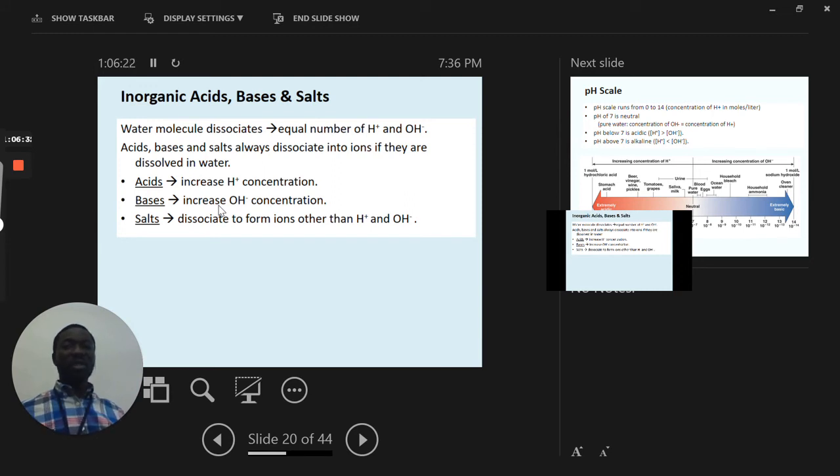Acids increase hydrogen concentration. So anytime you want to measure the acid in a molecule, all you need to know is the hydrogen ion concentration present, right? If there's more H plus, there is more acid. It's more acidic. If it's less, there's less acidic. More OH minus, more base, right?